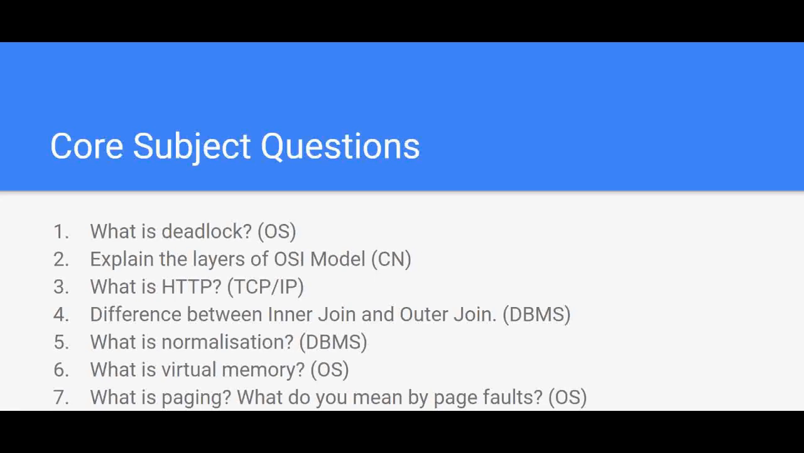Similarly, in computer networks you might be asked to explain the layers of the OSI model and different protocols like HTTP in application layer. And for DBMS, that is database, you might be asked the difference between inner join, outer join, what is normalization, and some basic SQL queries.